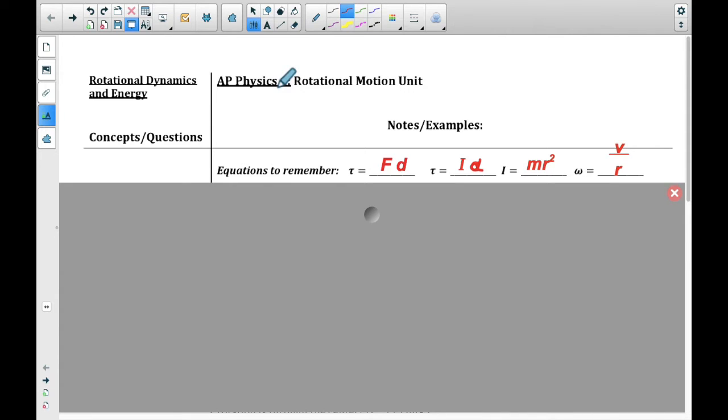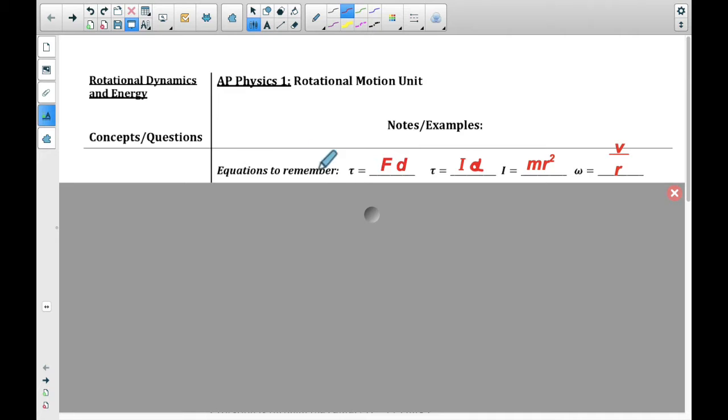Hi guys, this video today is going to cover rotational dynamics. We're going to talk about moment of inertia, torque, acceleration, which we've already talked about before, but we're just going to do a couple of examples to help us understand that a little bit better. We're also going to talk about rolling versus sliding, and in addition to that, we're going to talk about energy and how rotational energy works.